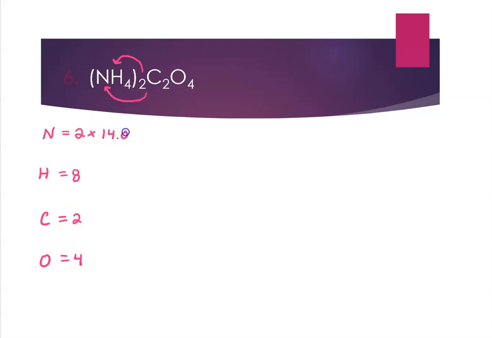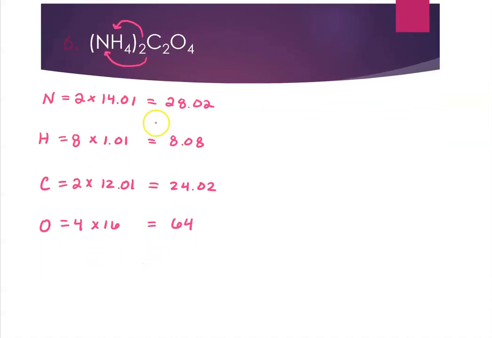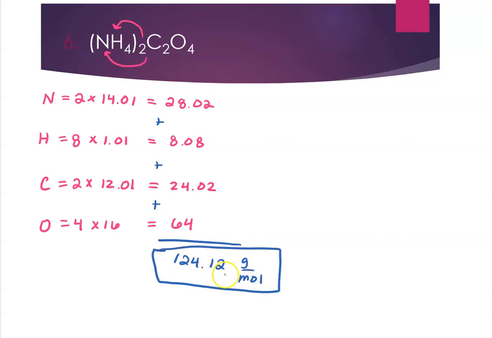Molar mass of nitrogen is 14.01, so that gives me 28.02. Hydrogen is 1.01, that gives me 8.08. Carbon is 12.01, so that gives me 24.02. And oxygen, of course, is 16, which gives me 64. I have 4 things that I'm going to add together here to get the total mass, and when I do that math, I get 124.14 grams per mole. You'll notice that I didn't round.